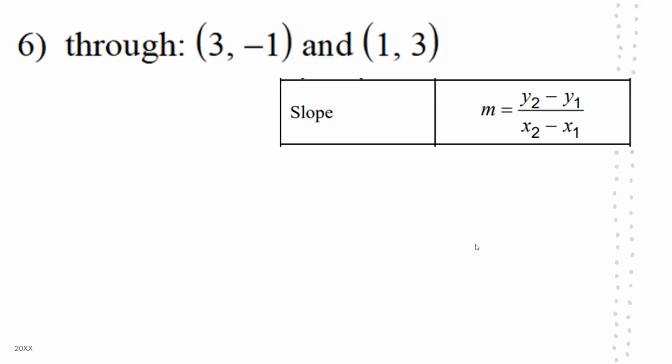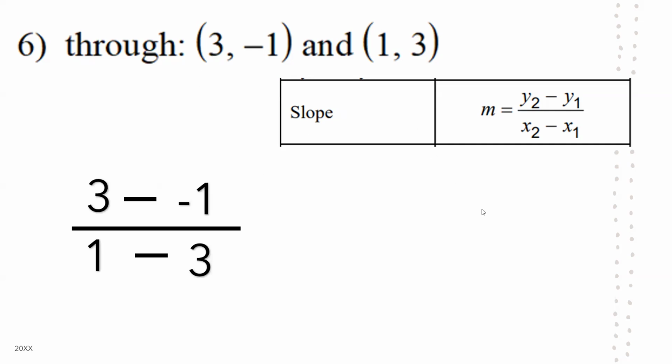Next example. Again, set yourself up for success. Set up that fraction with the subtraction in the top, subtraction in the bottom. Okay, so then we're going to do y2 minus y1. We have 3 minus a -1. Then x2 minus x1: 1 minus 3. So we plug that into our graphing calculator and out pops a -2 for a slope.